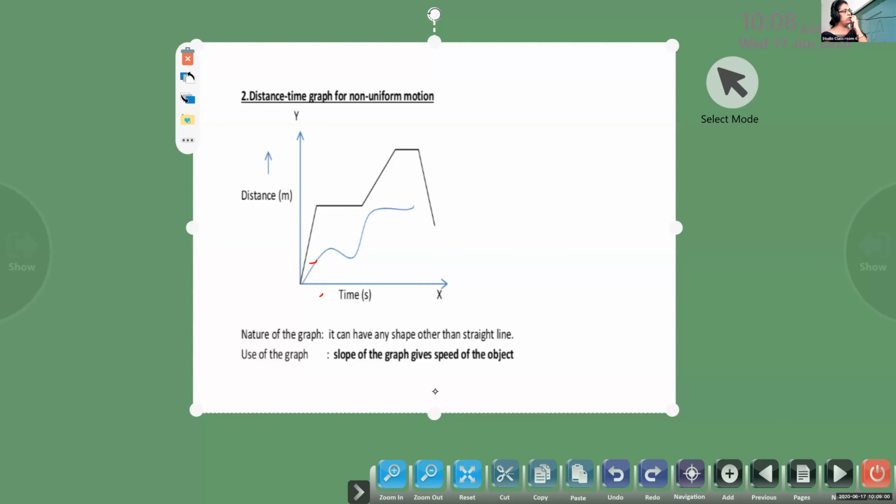Travels equal distance in unequal time. Yes. Equal distance in unequal time, or unequal distance in unequal time, or unequal distance in equal time. Three ways we can represent non-uniform motion. That is, one is equal distance in unequal time, unequal distance in equal time, and both are unequal.